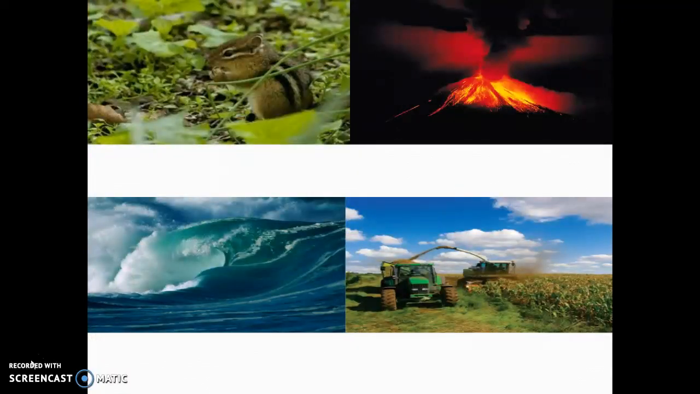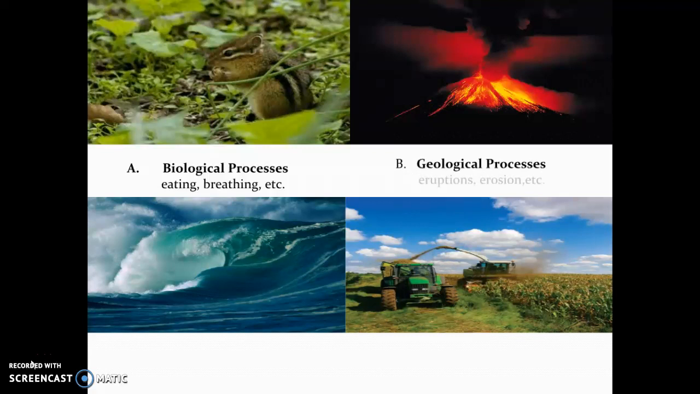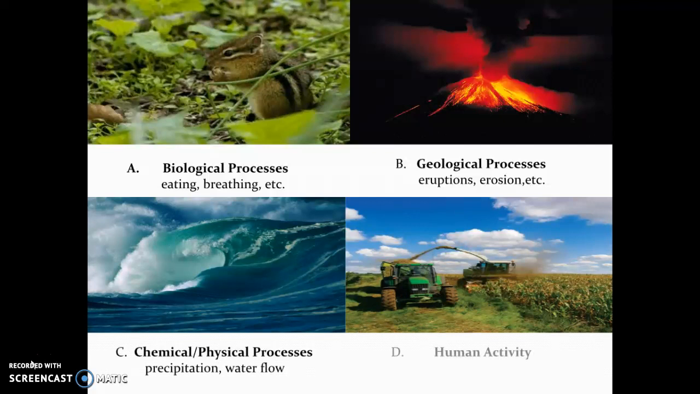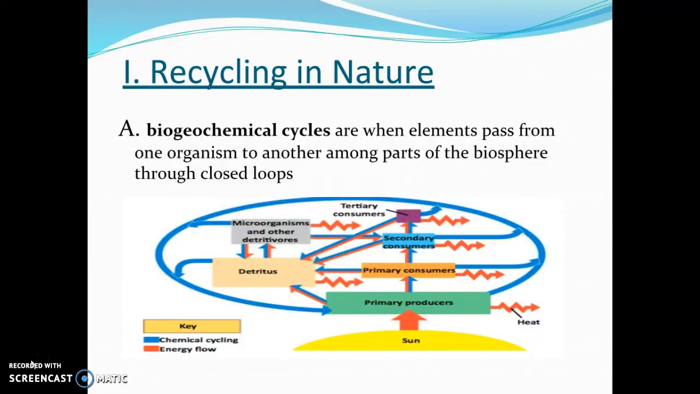So here is an overview of the 4 different types of processes that we have here on Earth. For example, we have the biological processes, an example of this is eating and breathing. We also have the geological processes, of which examples are eruptions and erosions. We have chemical and physical processes, which is precipitation and water flow, as well as human activity, which looks like farming, mining, and fertilizer.